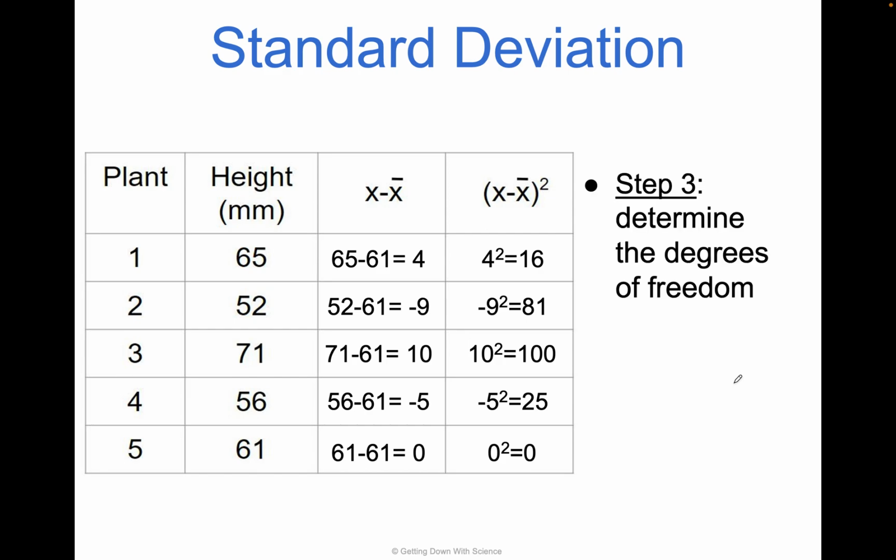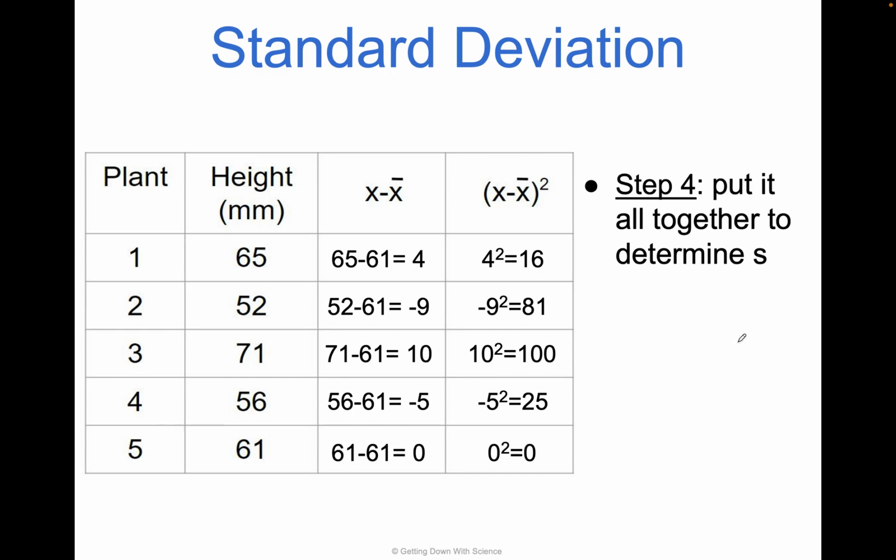The next is we have to determine our degrees of freedom. This is step 3. Our degrees of freedom is the number of data points minus 1. In this one, we have 1, 2, 3, 4, 5, minus 1 equals 4. Step 4, you put it all together. So the first thing you're going to do, this column right here is this value. The degrees of freedom down here we know is 4.